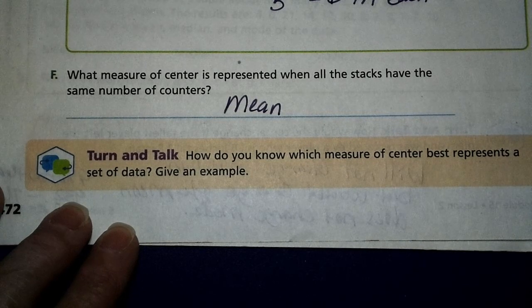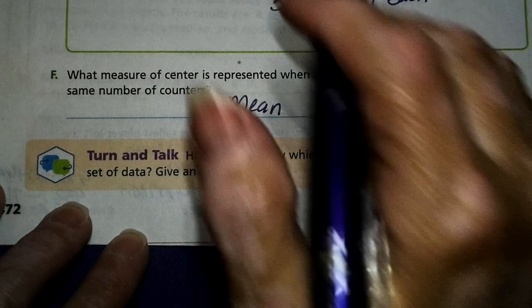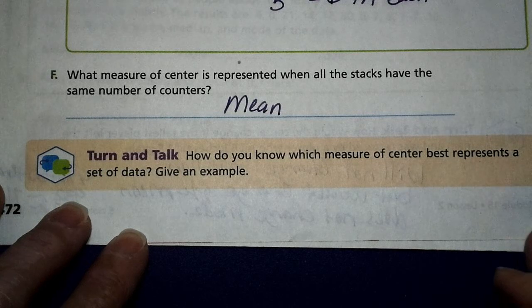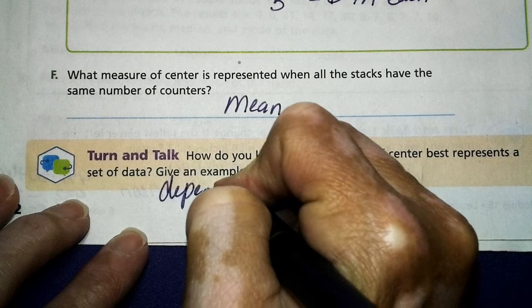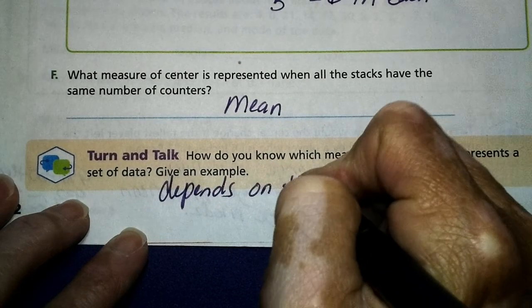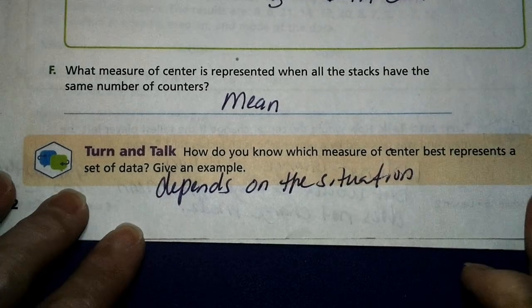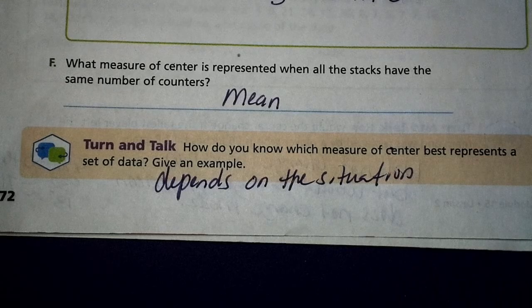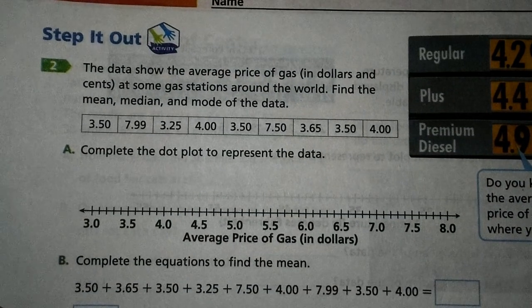But sometimes if you have a bunch of data in the middle, like these particular 2 7 stacks, sometimes it's the median. So it really just depends on the situation. So I'm going to put depends on the situation. Okay, so it just kind of depends on outliers and what type of information we are trying to compare. All right, so let's look at this, step it out.